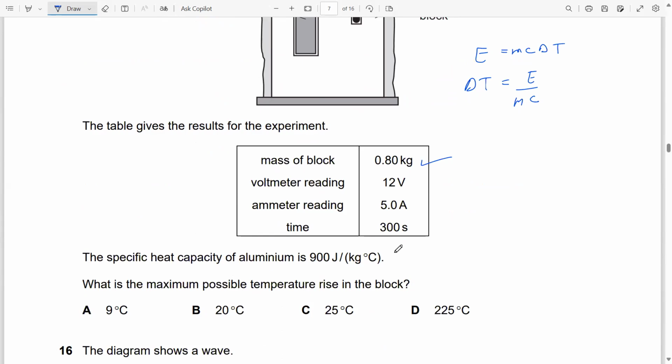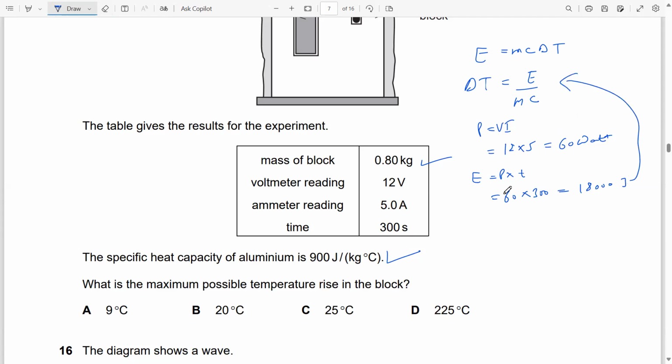Mass is given, specific heat capacity is given. We have to find energy, and we have values of time, voltage, and current. So first of all, we will find power, that is V into I. So it will come out to be 12 into 5, that is 60 watt. Then we can find energy as power into time. So it will be 60 into 300. That is 18,000 joule. Now substitute this value here.